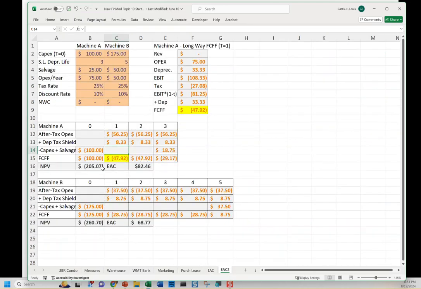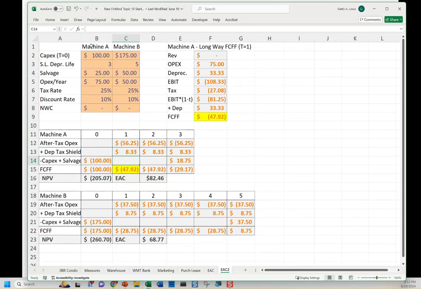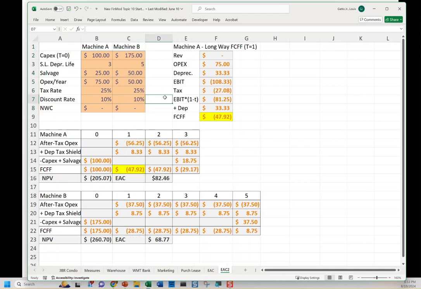And then here's just another example. Do you buy machine A, which is cheap and lasts for 3 years, or machine B that's expensive and lasts for 5 years? You only can have machine A or machine B. It's mutually exclusive. I made some assumptions about the project. The first one costs $100, depreciated over 3 years, has a salvage of 25, requires OPEX of $75 per year, tax rate of 25%, discount rate of 10%.